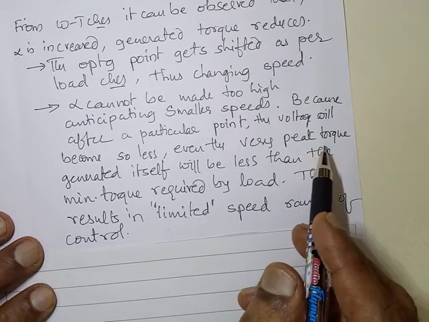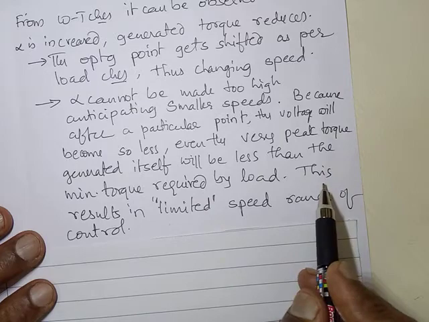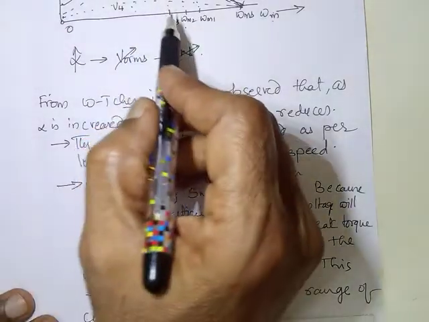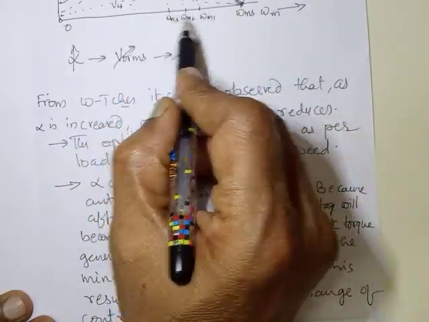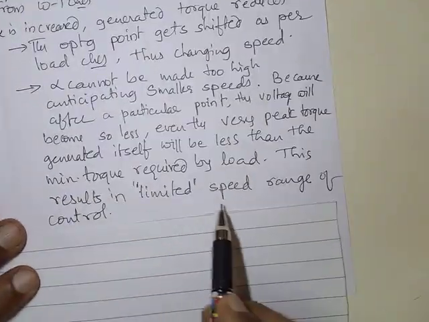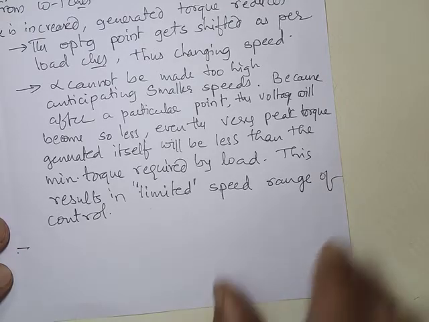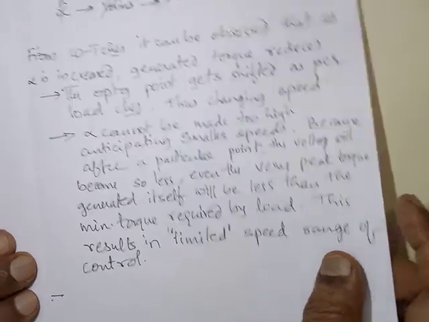So, the very peak torque itself will be less than the minimum torque required by the load. Because of this, what will happen? I cannot have the speed range too wide. I will have a very small speed range. It results in a limited speed range. That is the major demerit of this method, the method wherein we are using a three-phase AC voltage controller. Is it okay? So this method, then what are the merits?